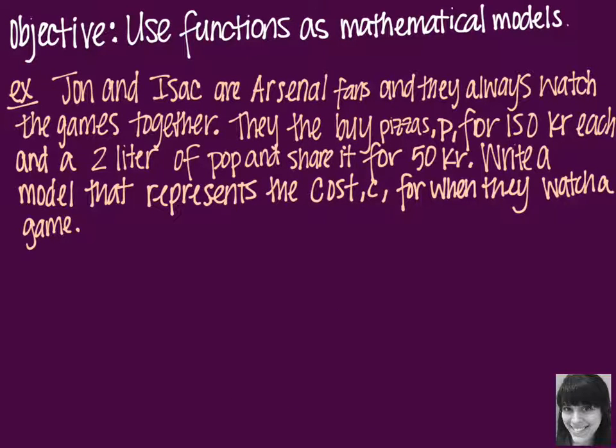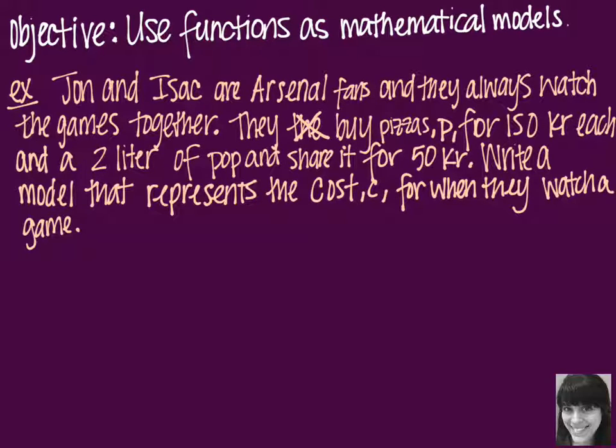John and Isaac are Arsenal fans, and they always watch the games together. They buy pizzas, P, for 150 kroner each, and they get a 2-liter of pop and share it for 50 kroner. Write a model that represents the cost, C, for when they watch a game.